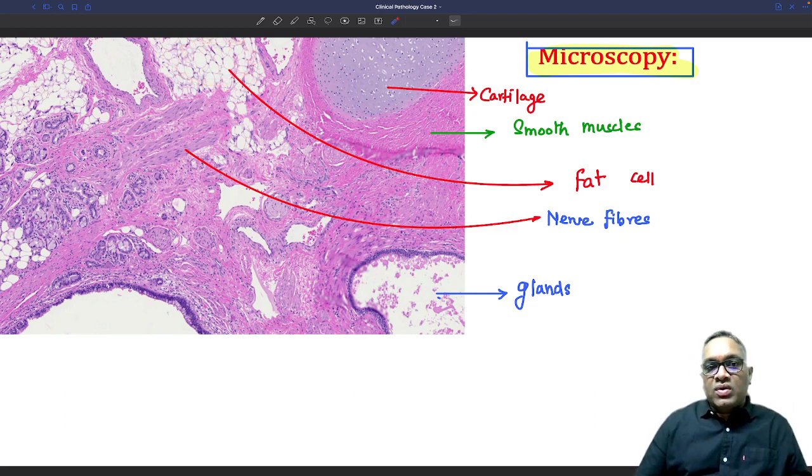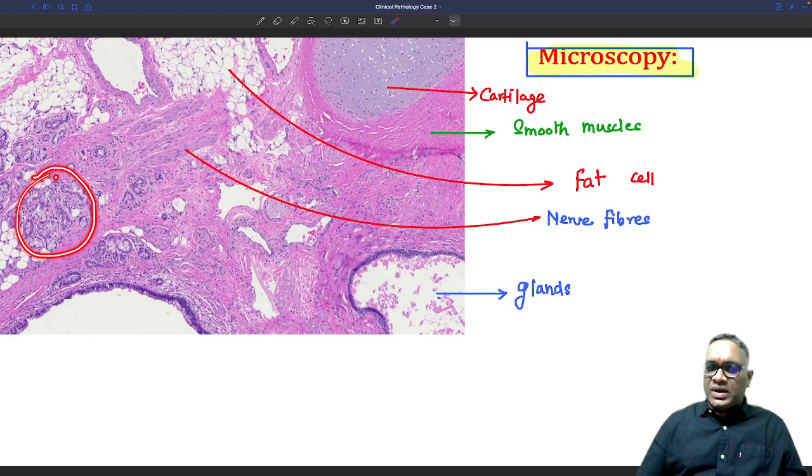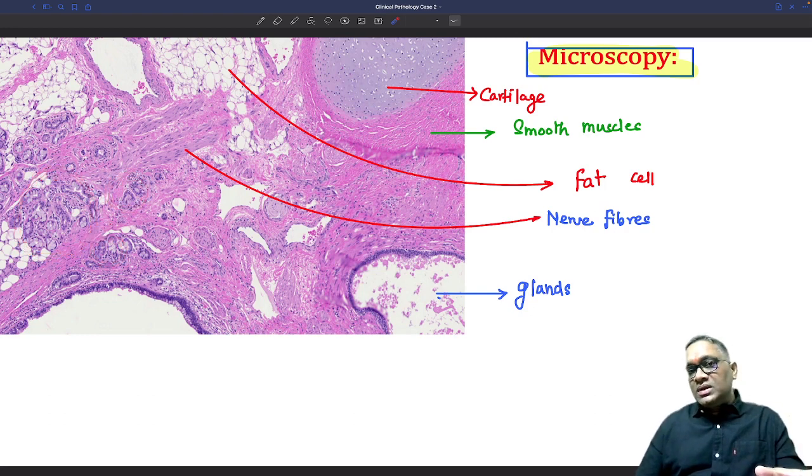And you can also notice there are wavy nerve fibers, and these are the glands, right? So these are the glandular structures, and you can see there is a mucinous columnar lining, and these are the salivary glands. You can notice that salivary glands are also present here. So that is how you can see the differentiation from various germ cell layers in case of teratoma. So why are we calling this a benign cystic teratoma? Because they are having cysts, they will be mostly benign.